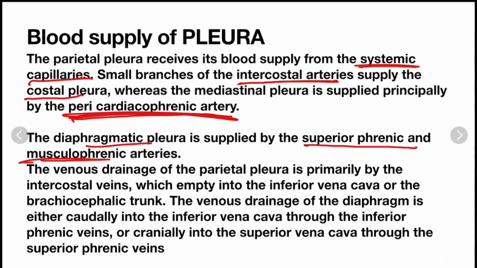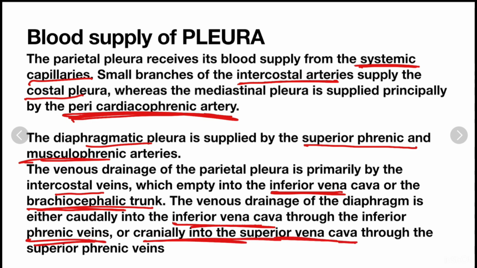Then they are talking about the venous drainage. The venous drainage of parietal pleura is primarily by the intercostal veins, which empty into the inferior vena cava or the brachiocephalic trunk. The venous drainage of diaphragm is either caudally into the inferior vena cava through the inferior phrenic vein or cranially into the superior vena cava through the superior phrenic vein.